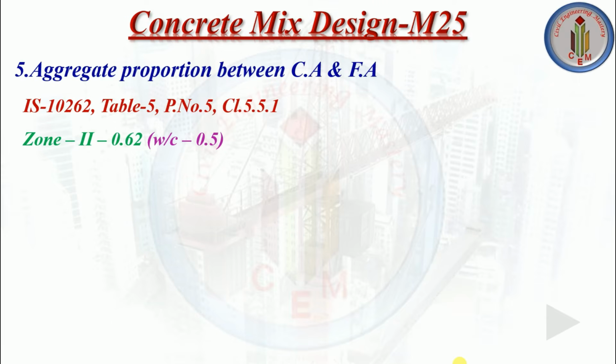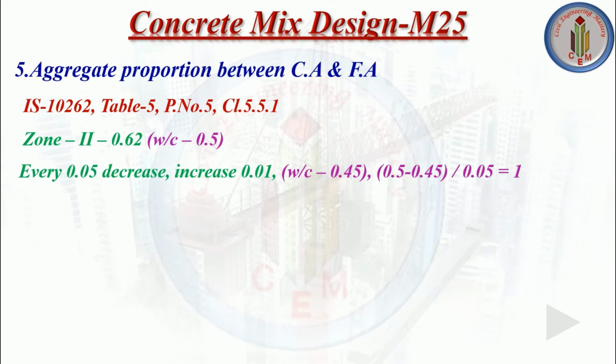As we have seen in Table 5 of IS 10262, for zone 2 the value is 0.62 for the water cement ratio of 0.5. For every 0.05 decrease of water cement ratio, we need to increase this value by 0.01. Our water cement ratio is 0.45. Let's find out how many decreases there are: 0.5 minus 0.45 divided by 0.05 is 1 time only. So 0.62 plus 0.01 is 0.63.